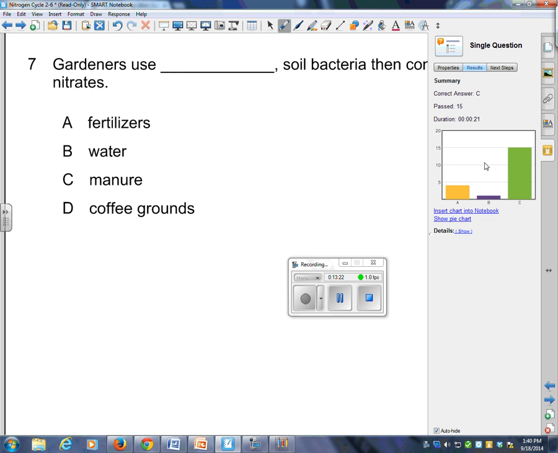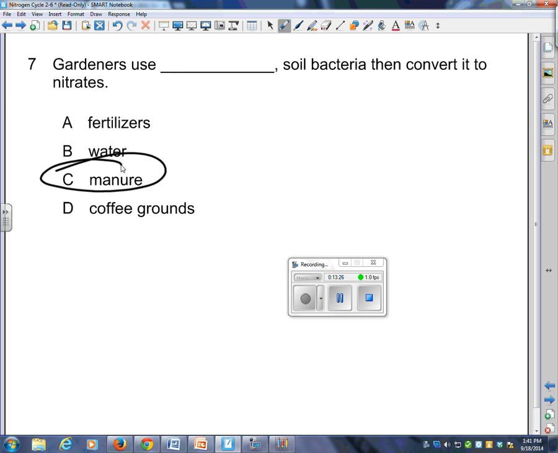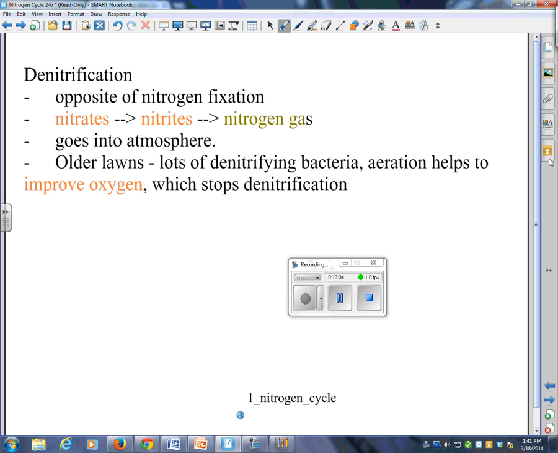It's not coffee grounds, you guys. It's manure. Gardeners use manure. Okay, and then the soil bacteria convert that into nitrates. So here it is. Denitrification is the opposite of nitrogen fixation, where nitrates are converted to nitrites, which are then converted to nitrogen gas, which then goes into the atmosphere to make up that 79%.